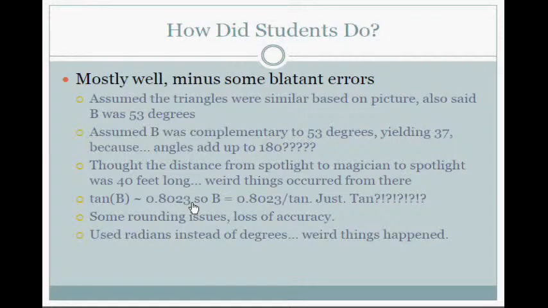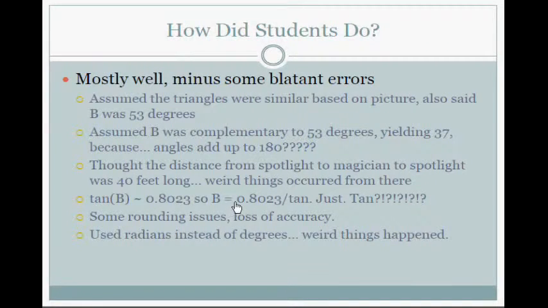This one hurt a lot. Because, one, this makes me think that the student thinks tangent is its own thing, and then tangent times B is 0.8023. So then B, you just divide both sides by tangent, and you get 0.8023 divided by tan. What? Tan of what? Again, our functions need an input, so you can't just divide by the function without it meaning anything.